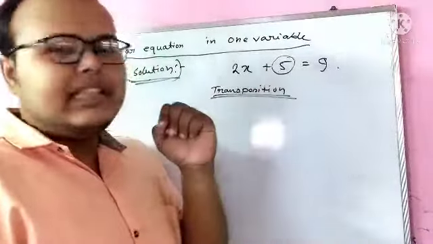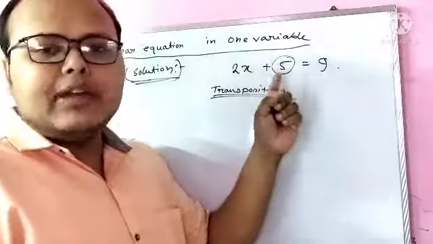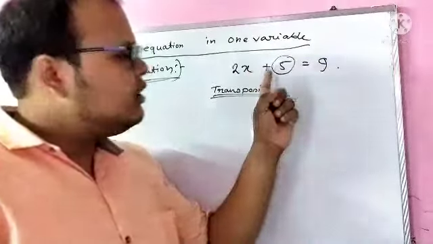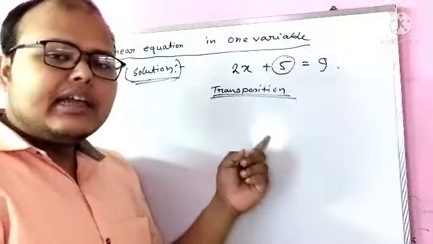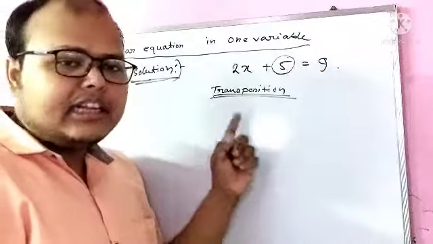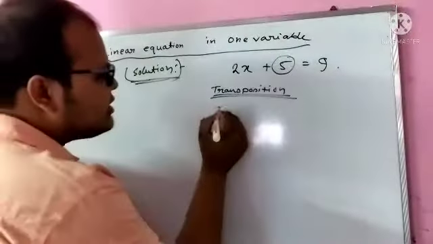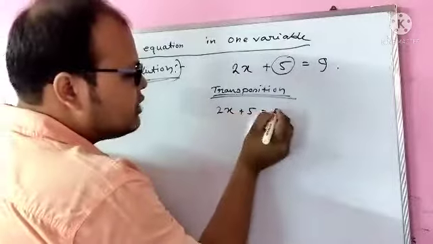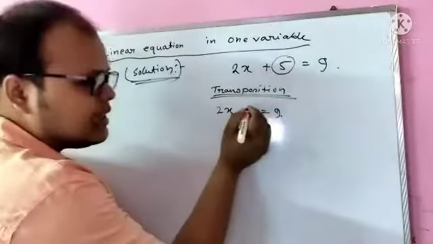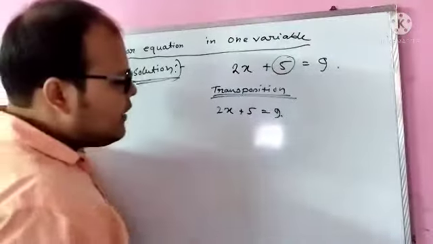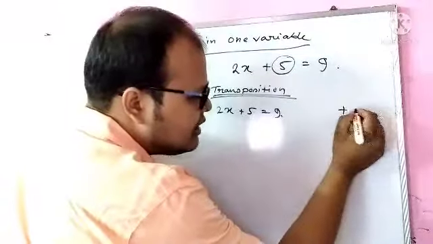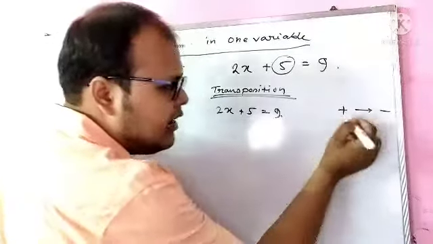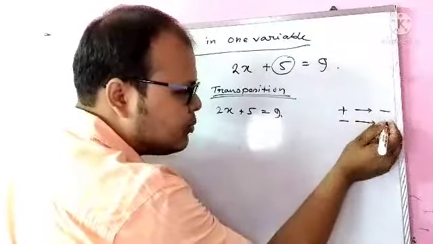Suppose plus 5 is there. The transposition of plus 5 is minus 5, and when it goes to the right hand side, it will be converted to its transposition, that is minus 5. So 2x plus 5 equals 9, and transposition means opposite sign. If it is a plus, it will convert to minus. If it is a minus, it will convert to plus.